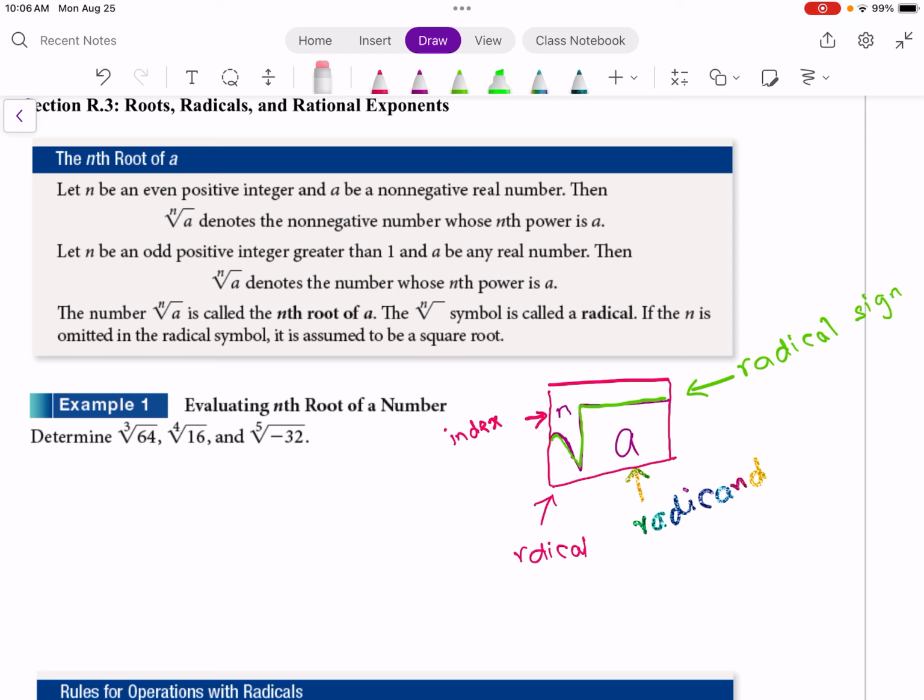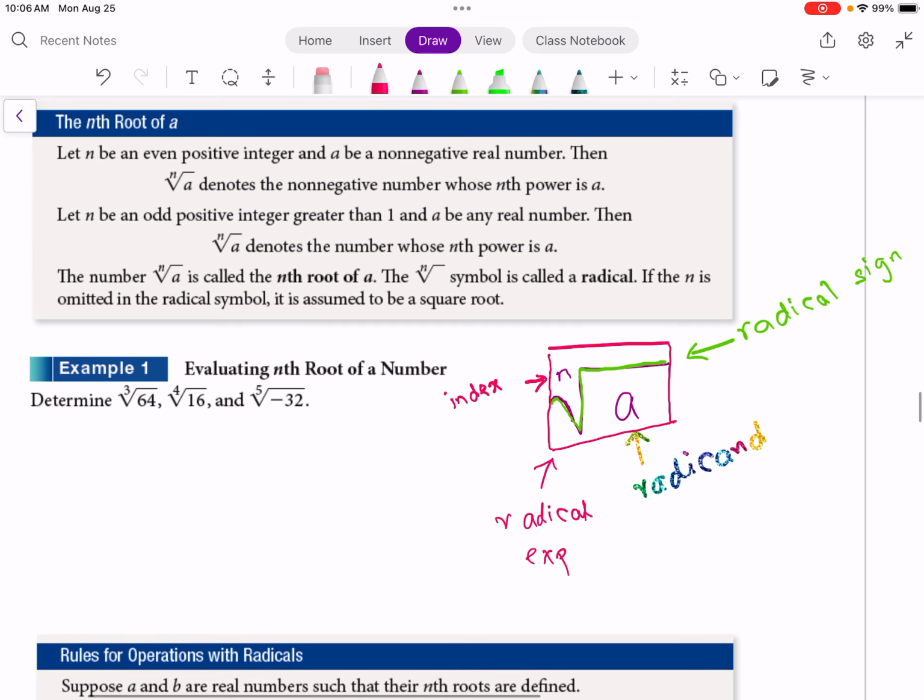I missed a here. So we have the index, we have a radical sign, we have a as a radicand, and all this combined together is the radical expression. Let's take an example. For example, let's say we have the cube root of 4x squared.